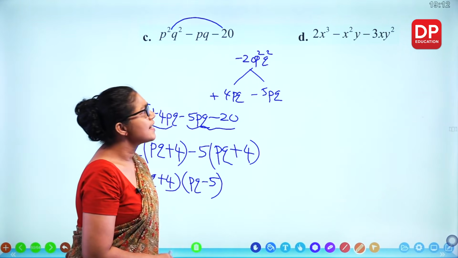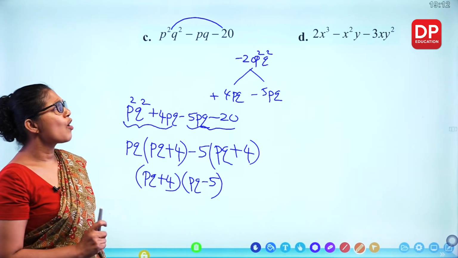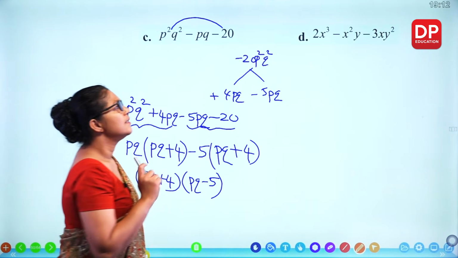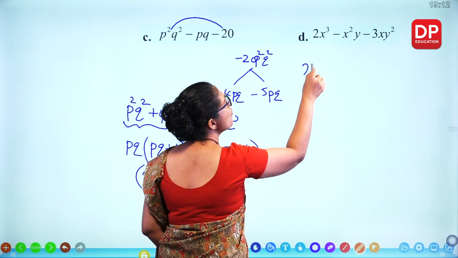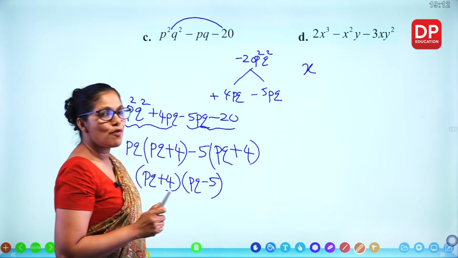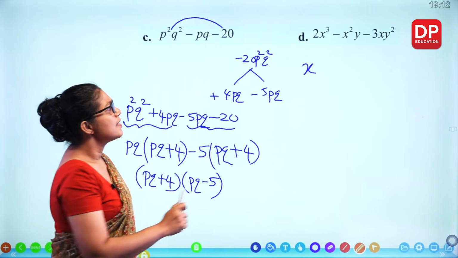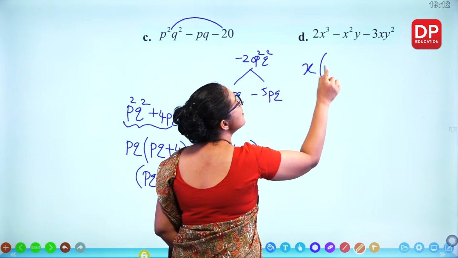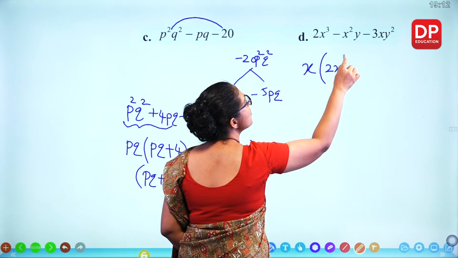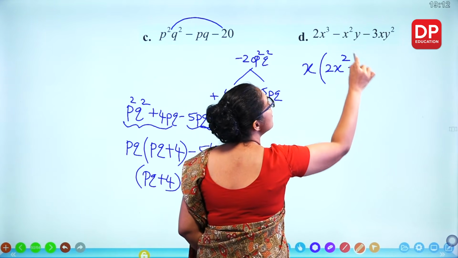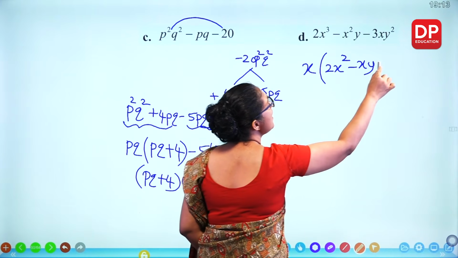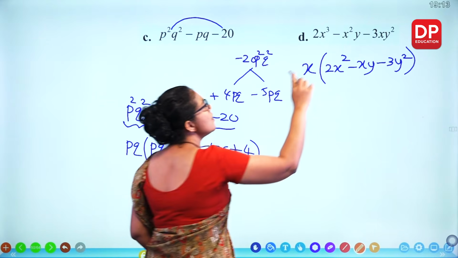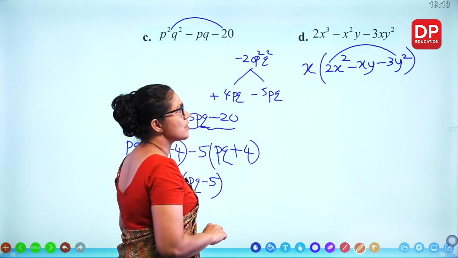When you look at the next question, we can see a common factor. What is the common factor there? x is the common factor. So first thing you have to do before finding factors, take x from all the terms. So here when you take x out, you get 2x squared. Here you get xy, and here you get 3y squared. Now you can use factorization.